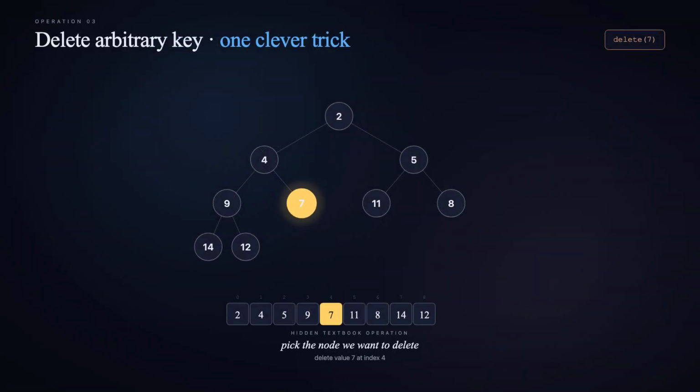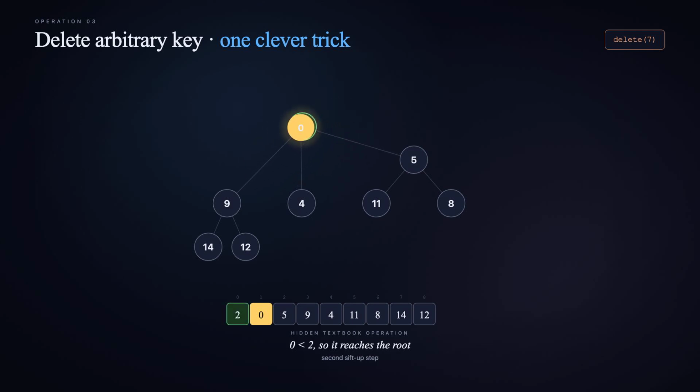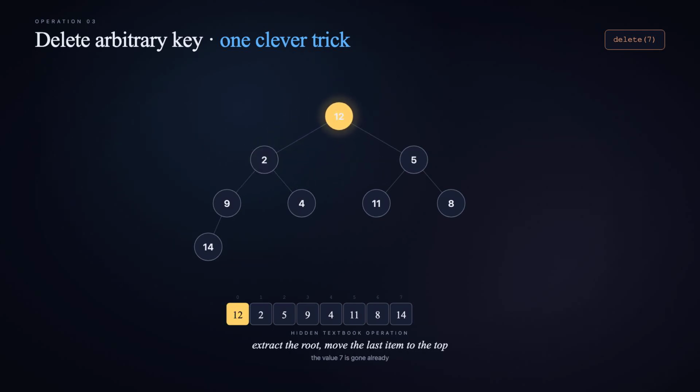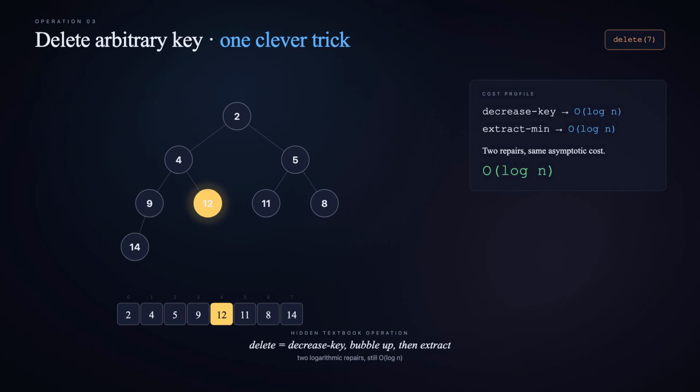One operation textbooks mention but tutorials often skip is deleting an arbitrary key. The trick is sneaky. First, decrease that key to a value guaranteed to beat every parent comparison. That forces it up to the root. Then perform extract min. In a max heap, you do the mirror image: increase the key, then remove the root. Two logarithmic repairs. Still O(log n).